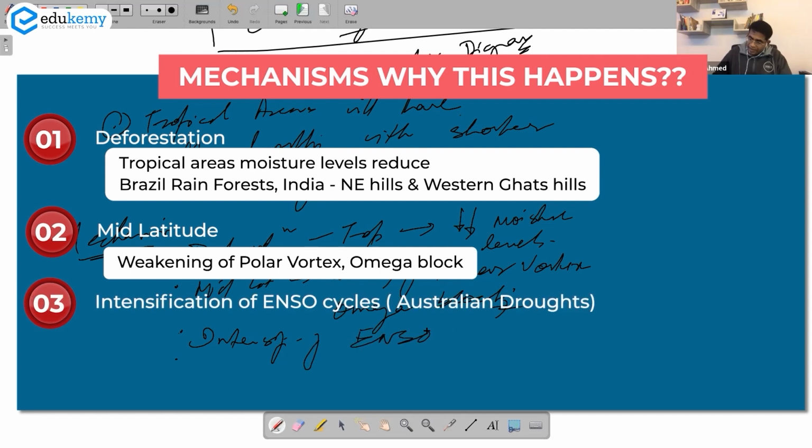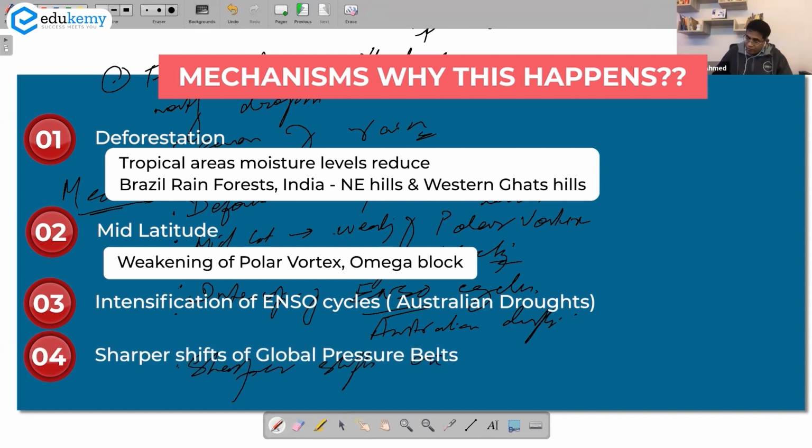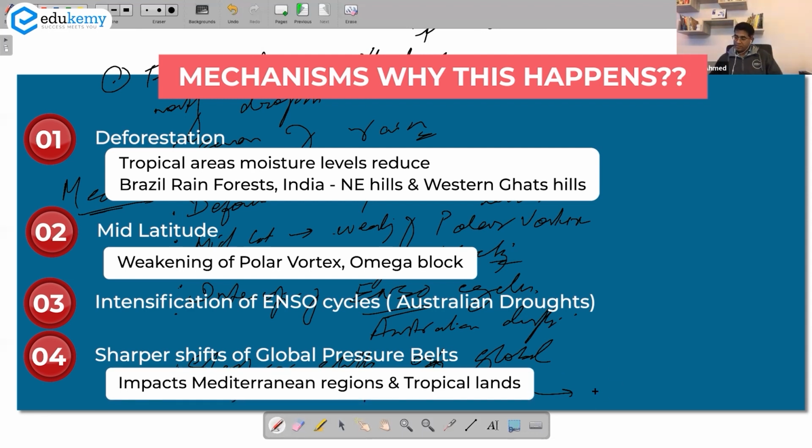Intensification of ENSO cycles. ये ENSO cycles के वजह से we will have Australian droughts. And we will also have sharper shifts of global pressure belts. And this impacts Mediterranean regions, impacts tropical lands. What is the mechanism? Why is this happening? This is where you have the analysis.